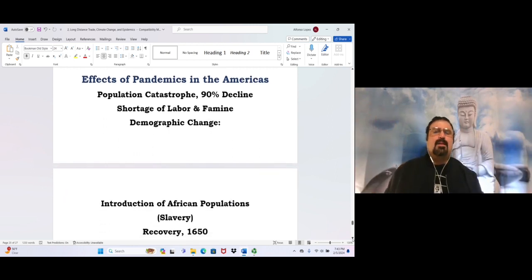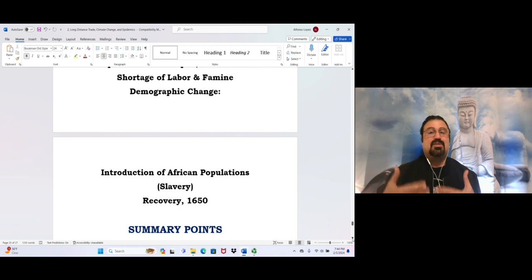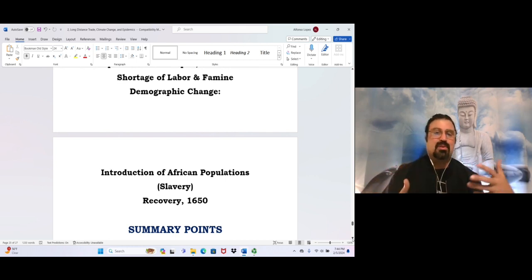The effect of pandemics in the Americas is that this led to a population catastrophe, a 90% decline. So it went down from, let us just say, 60 million, or you want to say 120 million, to a 90% reduction by 1650. Again, the effect of pandemics in the Americas is that this led to a shortage of labor. Fewer and fewer people are available to grow food. So this is leading to famine. That compounded the problem. Famine, remember, leads to compromised immune systems and more death.